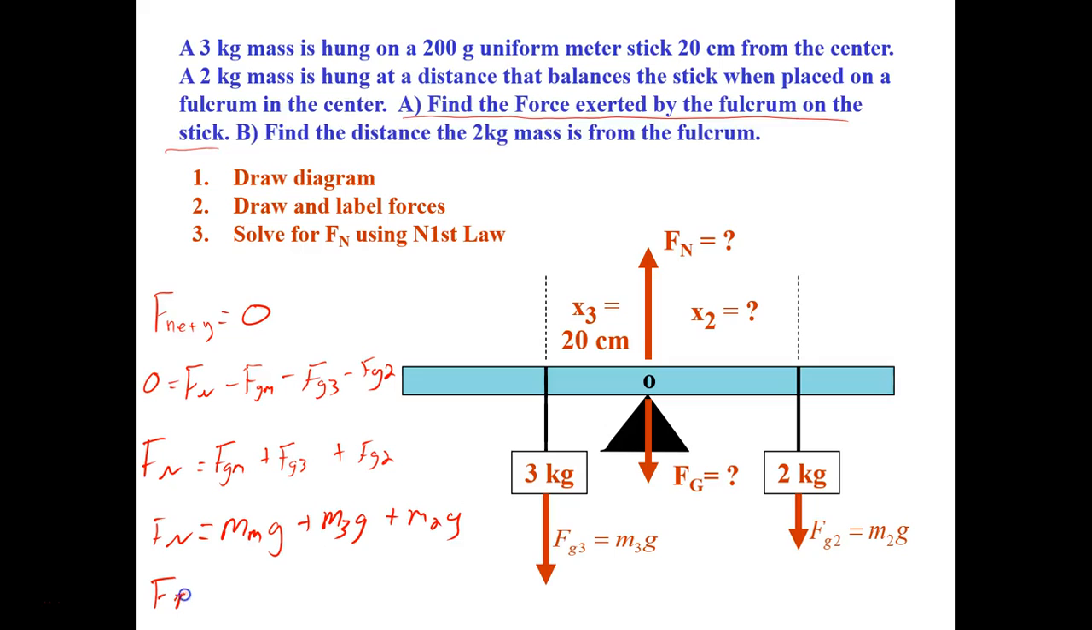And I always like to factor out my gravity if I can. So it'd be g times the mass of the meter stick plus mass 3 plus mass 2. And this would be the normal force of the fulcrum on our meter stick here.